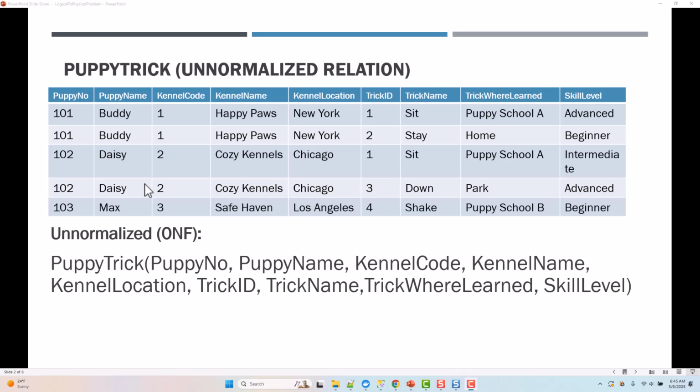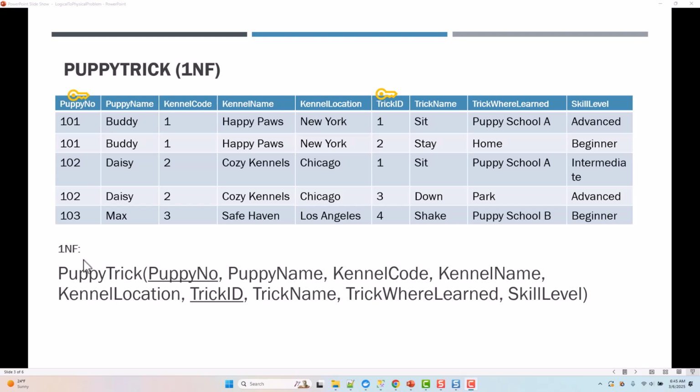And in order to get to first normal form, we need to concatenate the primary key of the puppy relation, which is puppy no, with the primary key of the trick repeating group, which is trick ID. Once we do that, we should be at first normal form as we have documented here.